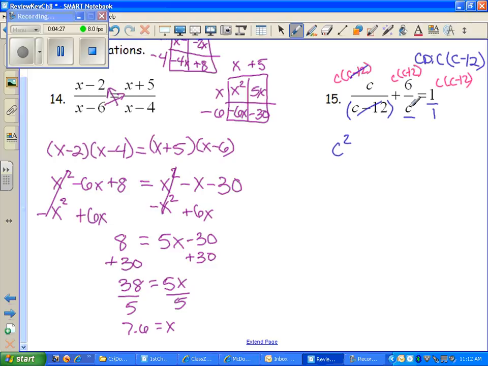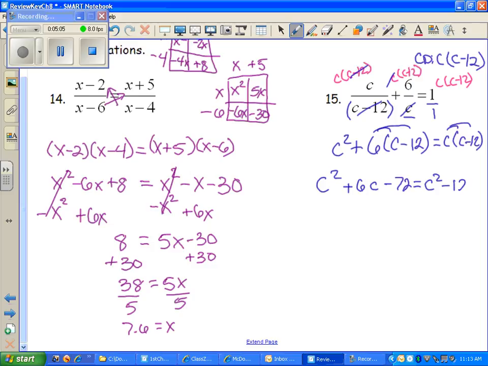On the second one, the c on the bottom cancels with the c up here. And you end up having, and it was a plus, so we're going to have plus 6 times c minus 12. Sorry, that was the 12 there. Hard to read. On the right side, there was nothing on the bottom, so nothing cancels out. So you have c times c minus 12 on the right side. So I need to distribute here to simplify, and then I can also distribute here and then solve. So I have c squared plus 6c minus 72, and then on this side, c squared minus 12c.